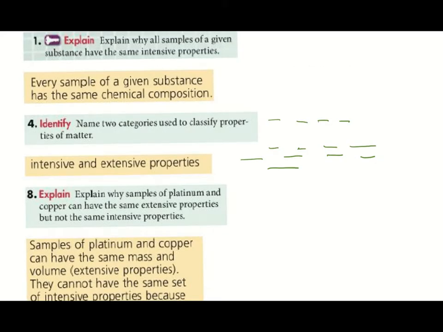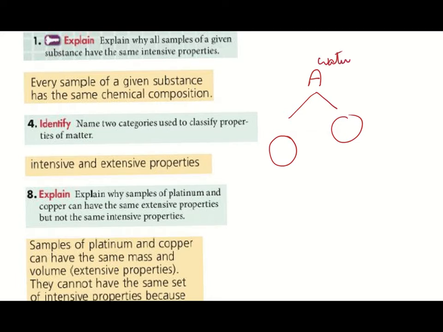Now let's start answering questions. Question 1. Explain why all samples of a given substance have the same intensive properties. If you have substance A, for example, and you have two samples from two different sources, like water from two different places, do the intensive properties change? No, they won't change, because every sample of a given substance has the same chemical composition. Water is H2O everywhere.